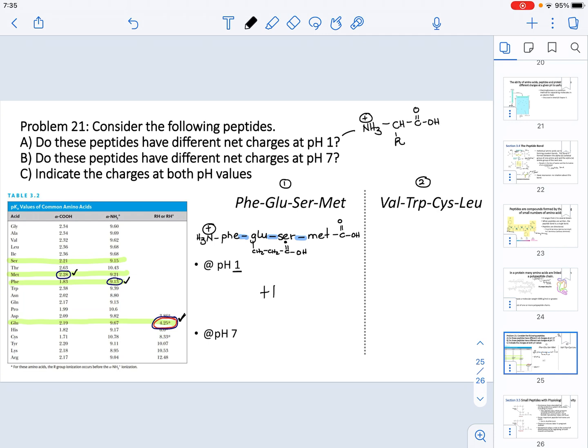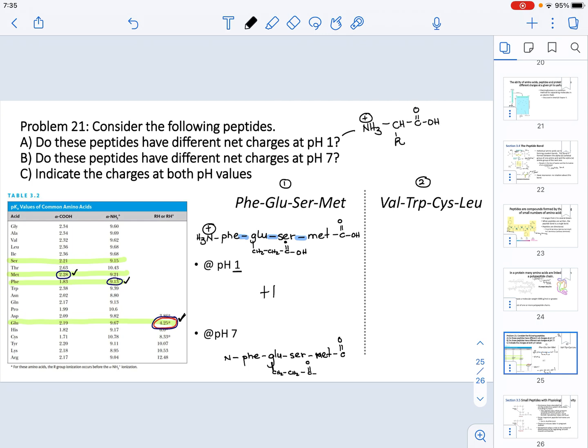Let's see what happens at pH 7. I'm going to be looking at the same numbers. So I'm going to redraw what is exposed. I have the nitrogen on the phenylalanine. I have my glutamic acid bonded to the serine, bonded to the methionine, and then the methionine has a C double bond O. I'm going to redraw the side chain of my glutamic acid, which is CH2, CH2, C double bond O. And now I'm going to ask myself the same question.